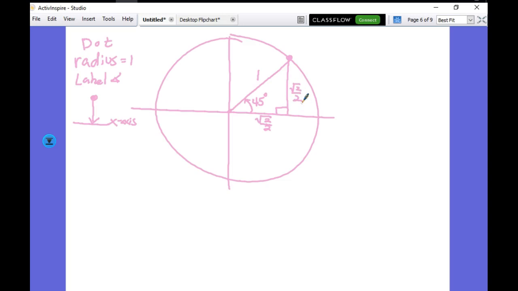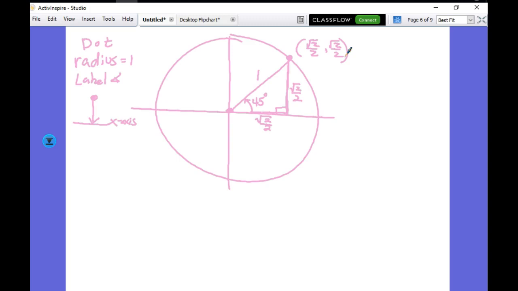Good, right? Now, guess what those are? Those are your coordinates. Let me show you why. Because if I want to go from my origin to here, I have to go over how much? Square root of 2 over 2. And up how much? That's your x value and your y value. I would keep everything as radicals of fractions. So can we write that? Yeah.